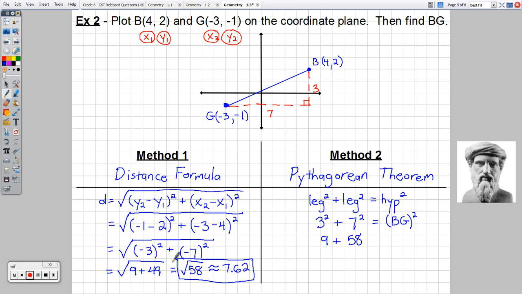So this is 9, and this is 58. Well, that looks familiar. Not 58, I'm sorry. This is 9. I'm getting ahead of myself there. And 49. If I add those together, I'll get 58. So that looks familiar. There it is right there.